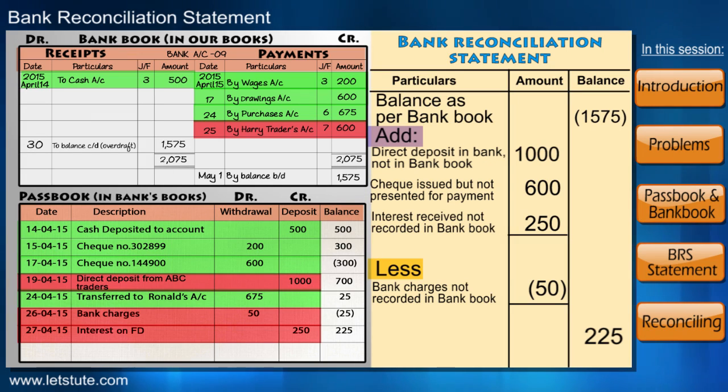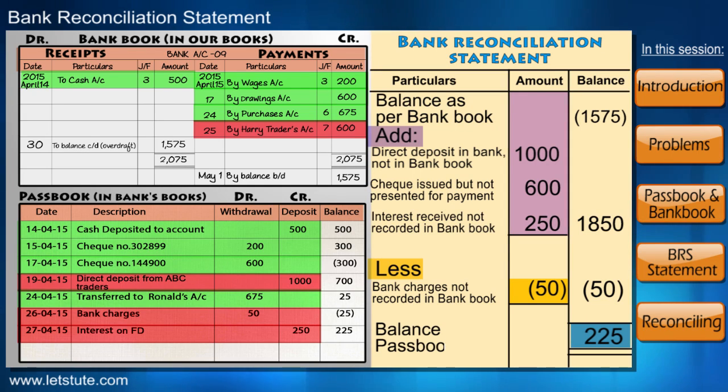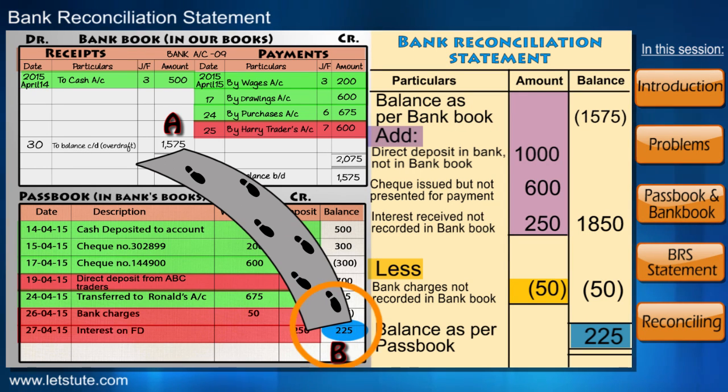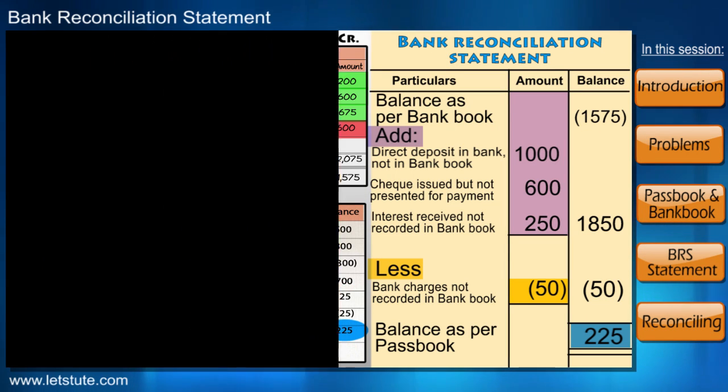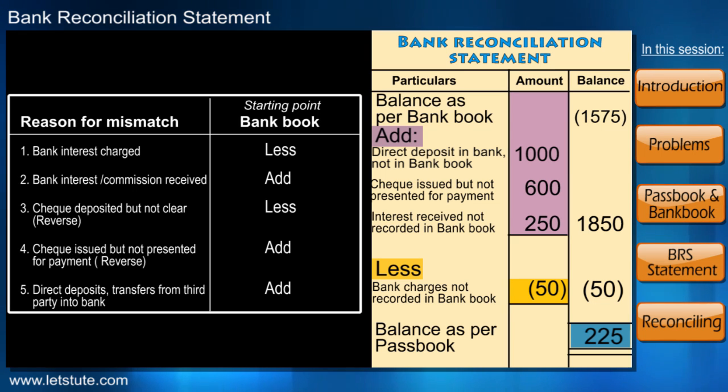Now we can see that we have arrived at our point B. Our balance is 225. So we have reached our desired point, which means our balances have been reconciled with the bank. So let's quickly revise the reasons that we have seen for mismatch and how they showed on our reconciliation statement. You can pause and take a look.